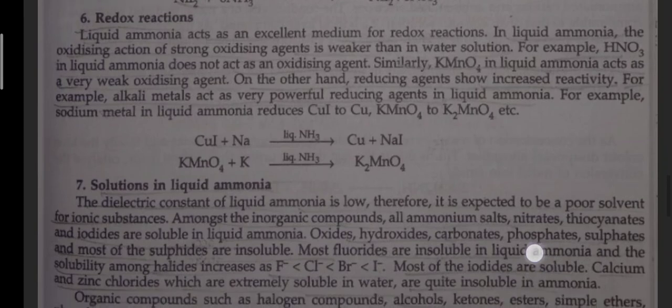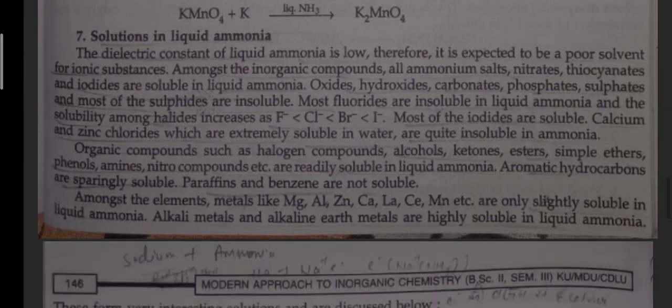The seventh reaction of liquid ammonia is solutions in liquid ammonia. The dielectric constant of liquid ammonia is low. Therefore, it is expected to be a poor solvent for ionic substances. Among the inorganic compounds, all ammonium salts, nitrates, thiocyanates and iodides are soluble in liquid ammonia. Oxides, hydroxides, carbonates, phosphates, sulfates and most of the sulfides are insoluble. Most fluorides are insoluble in liquid ammonia and the solubility among halides increases as fluoride, chloride, bromide and iodide. Most of the iodides are soluble. Calcium and zinc chlorides, which are extremely soluble in water, are quite insoluble in ammonia.